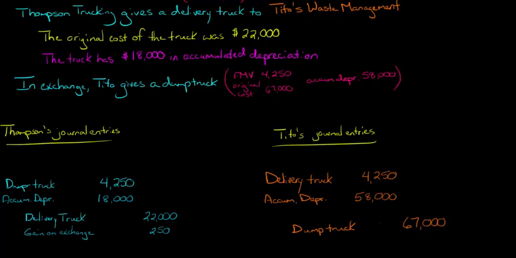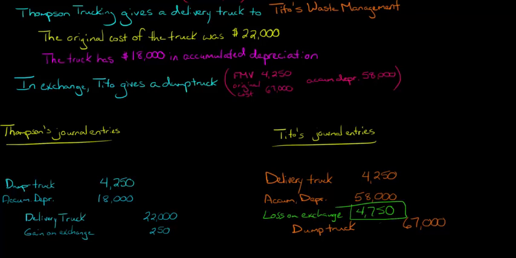Now, notice something. We've got $67,000 in credits, and we've got $62,250 in debits for Tito. So what is going on here? Well, we have more credits than debits, so we're going to have a plug. We're going to have a debit to make this balance, and that's going to be $4,750. Let's call it loss on exchange. So that'll go to the income statement. Again, this is provided that this transaction has commercial substance, and I'm going to make another video where we talk about transactions that don't have commercial substance.